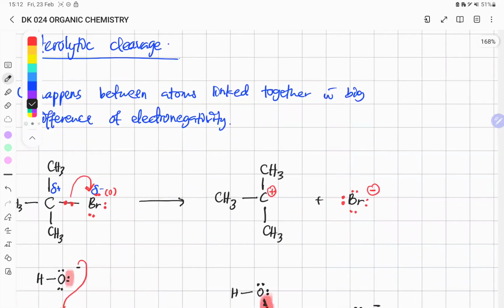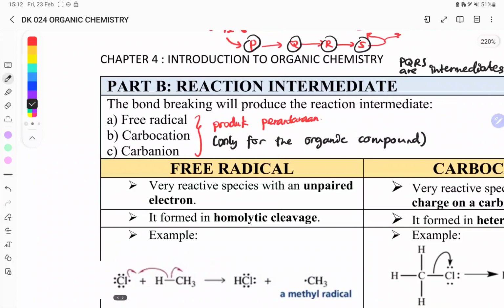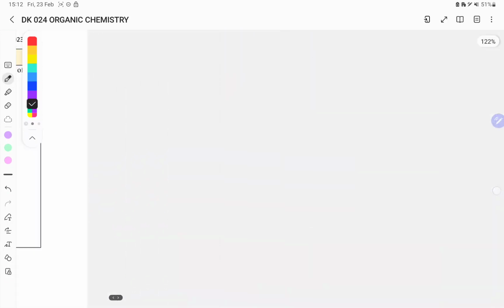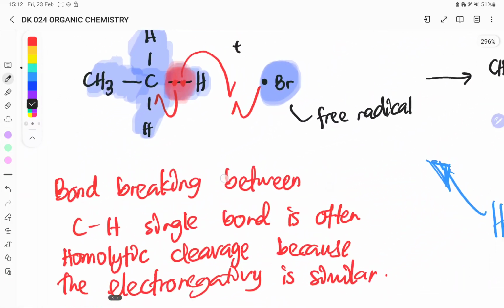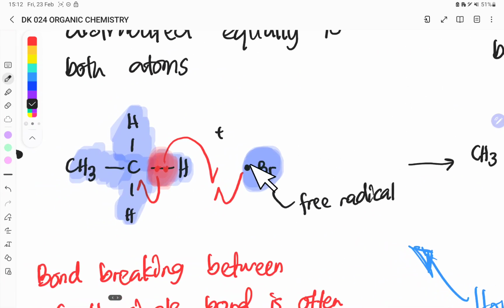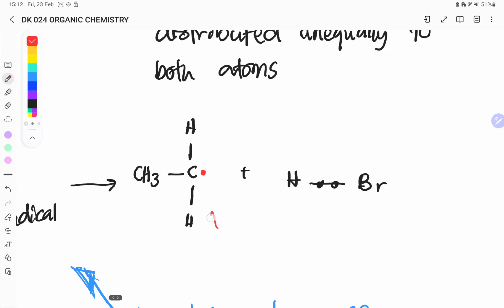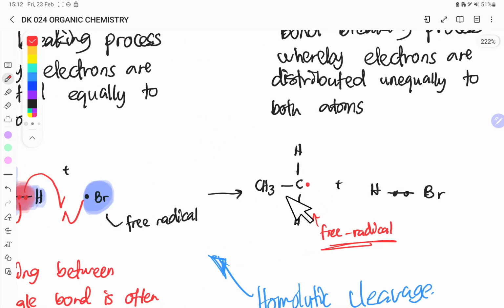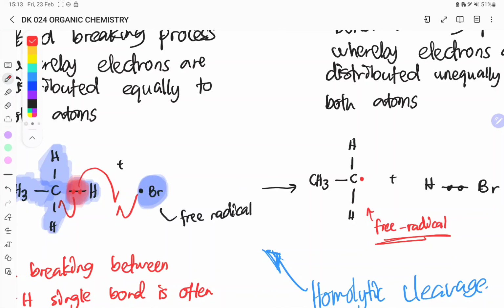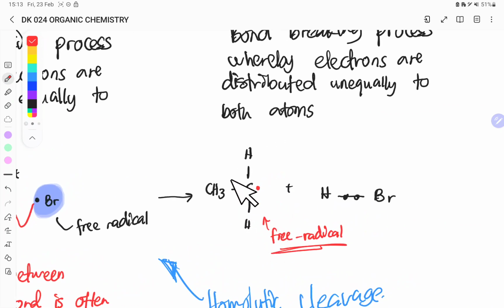Okay. So dekat sini ada 3 jenis intermediates. We have seen free radical. Okay. So kalau kita tengok dekat homolytic tadi, so bila kita buat macam ni, ini adalah free radical. Okay. Dan ini juga adalah free radical. But we are, for the most part of the reaction, we are going to focus on the carbon chain punya radical, not on the Br punya radical. Okay. So this is what we call as free radical.